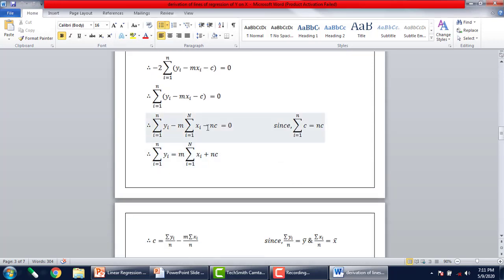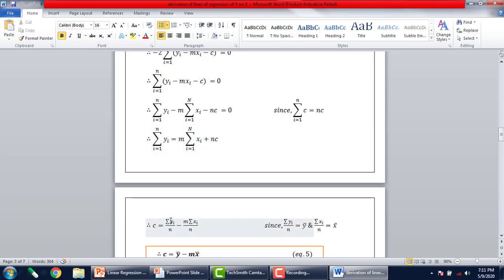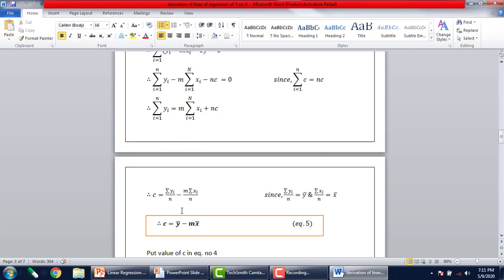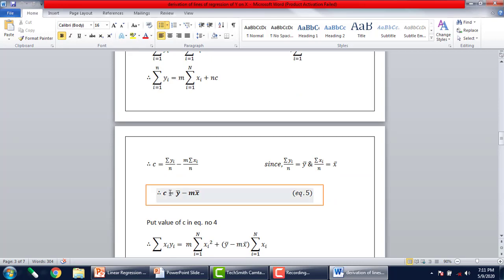Now we rearrange this equation for c, that is equal to summation yi divided by n minus m summation xi divided by n, and we'll get the value of c is equal to y bar minus m x bar. Now we put this c value in equation number 4.